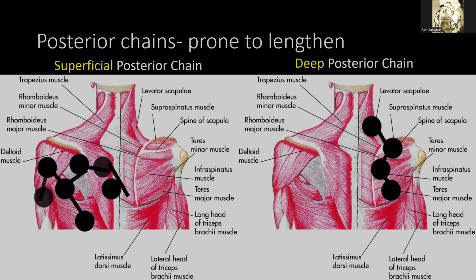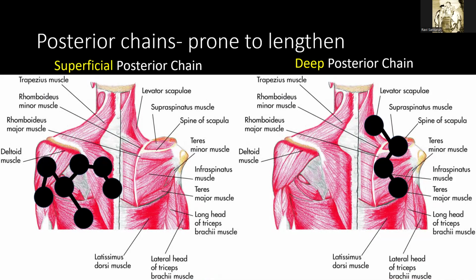But then we have the posterior chains that are prone to get overstretched just because we tend to have our head facing forward a lot. So here you have posterior deltoid, you have triceps, there's infraspinatus, teres major, the rhomboids, the middle trapezius, and that all forms a superficial posterior chain. And then there's a deep posterior chain that has upper trapezius, levator scapulae, infraspinatus, teres minor. All these different things tend to come into these different chains. And these chains, when they go into dysfunction, determine how the shoulder problem evolves.